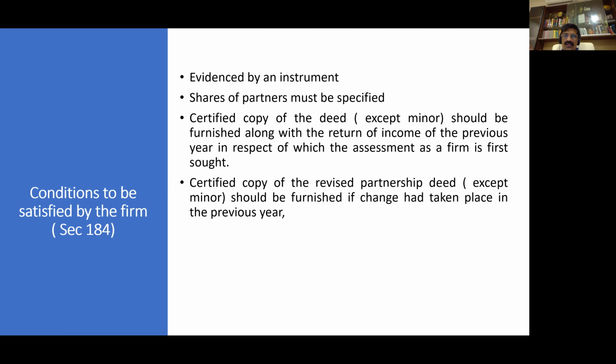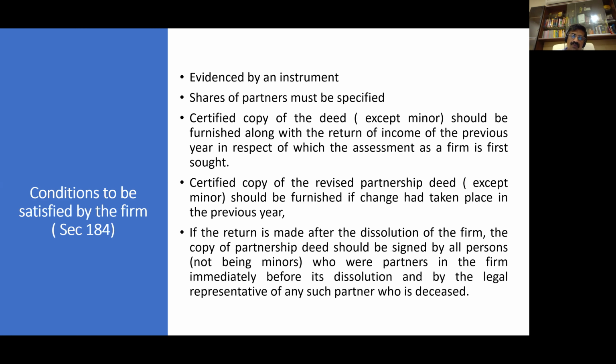So there are four conditions we're talking about before we go to the one last condition. Evidenced by an instrument, that means you must have a partnership deed. You must specify the profit sharing ratio. The profit sharing ratio does not have to be a percentage. As you can see from the slide, it's not saying profit sharing ratio must be specified, it says shares of the partners. That's all. And submit the copy of the partnership deed for the first time you seek assessment, and whenever you revise the partnership on account of a change in the constitution of the firm.